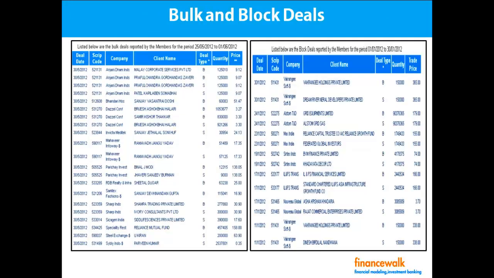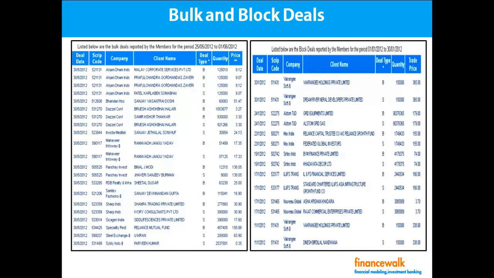Alright, now let's move to bulk and block deals. What are bulk deals and what are block deals? Here there are two lists. The first list is of bulk deals. On the left hand side you will see the list of bulk deals. On the right hand side you will see block deals.